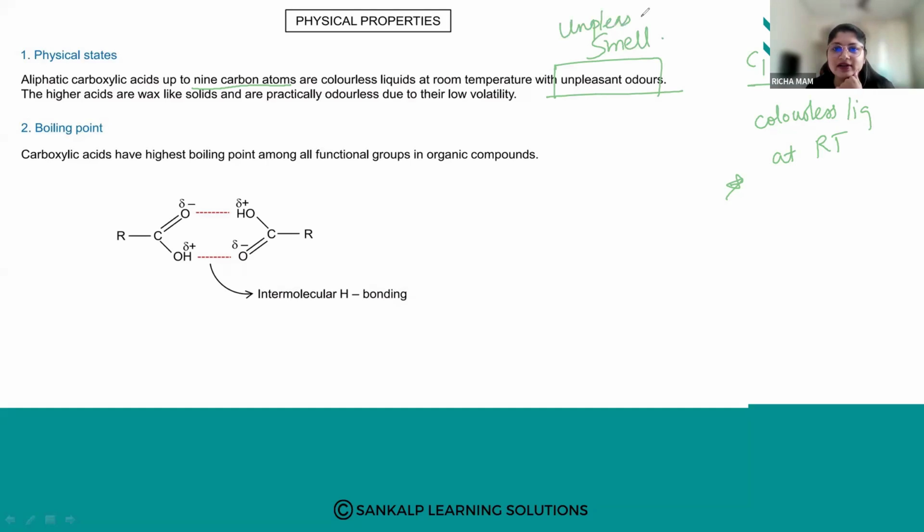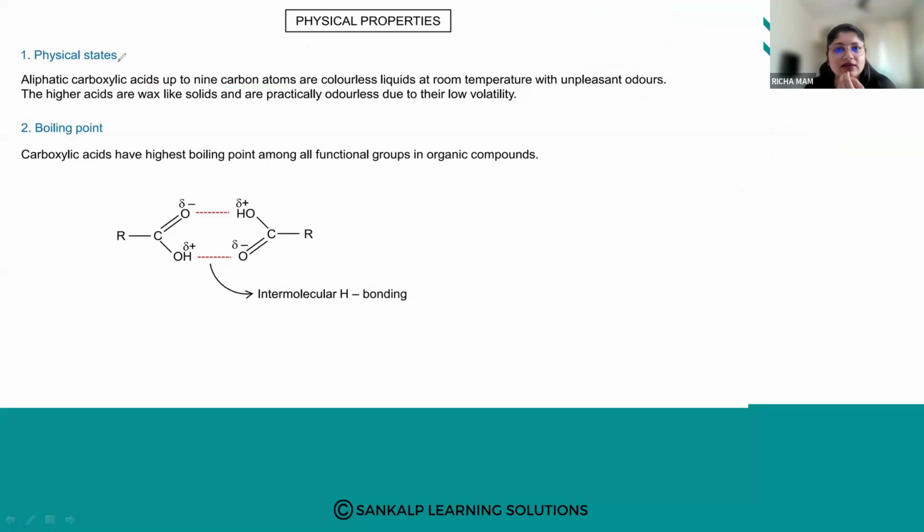Unpleasant means what? Ma'am, the pungent smell, ma'am. Yes, pungent is a particular smell. Pungent means it will be like something is rotten. For example, you might have known the ammonia smell, which is like urea. So pungent is different. Unpleasant means these all have some very different smell.